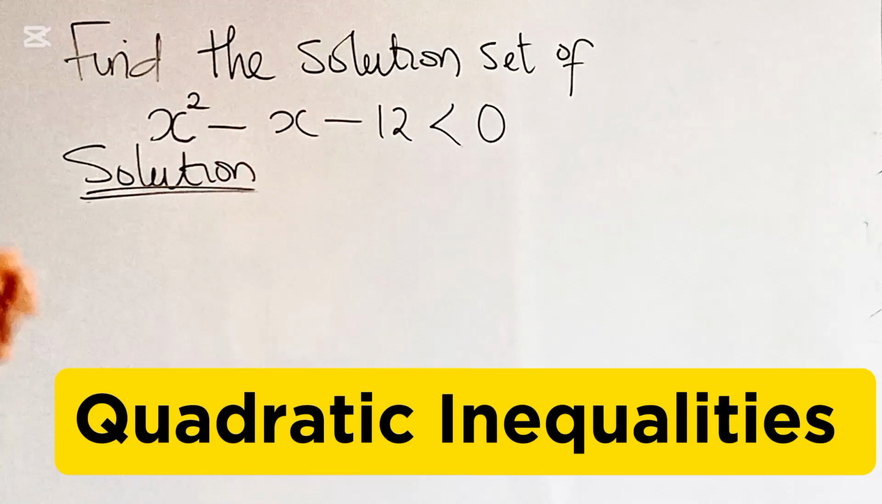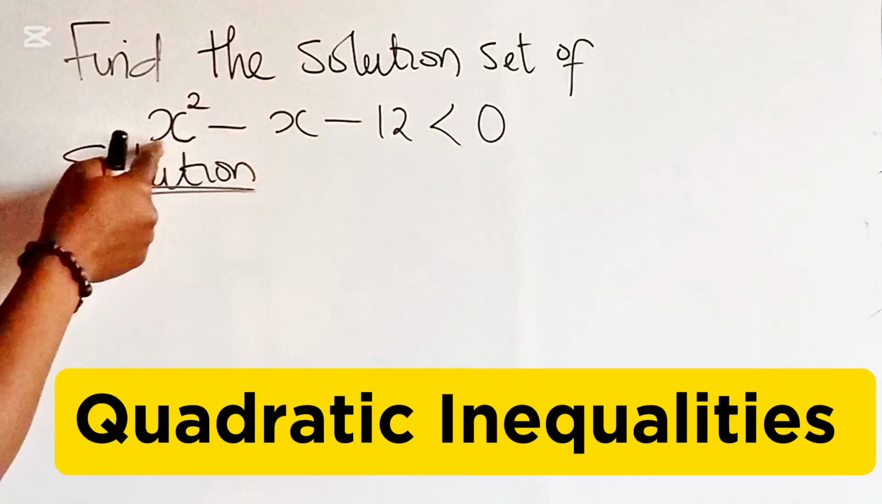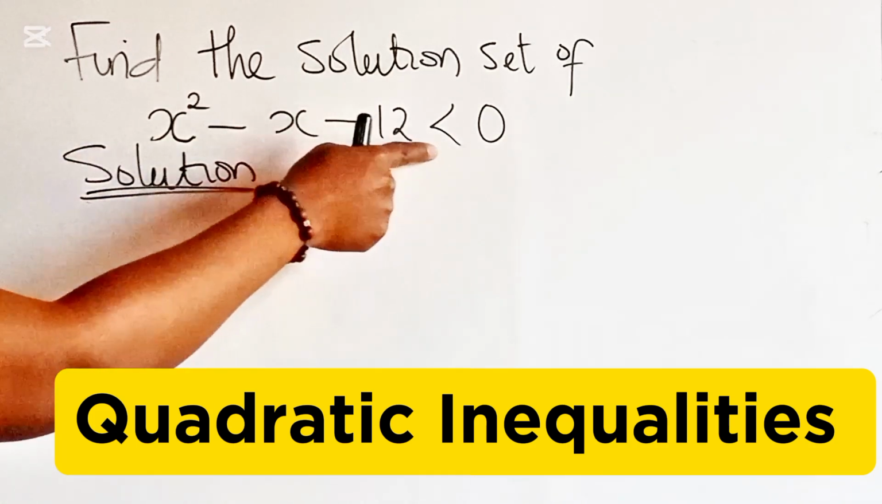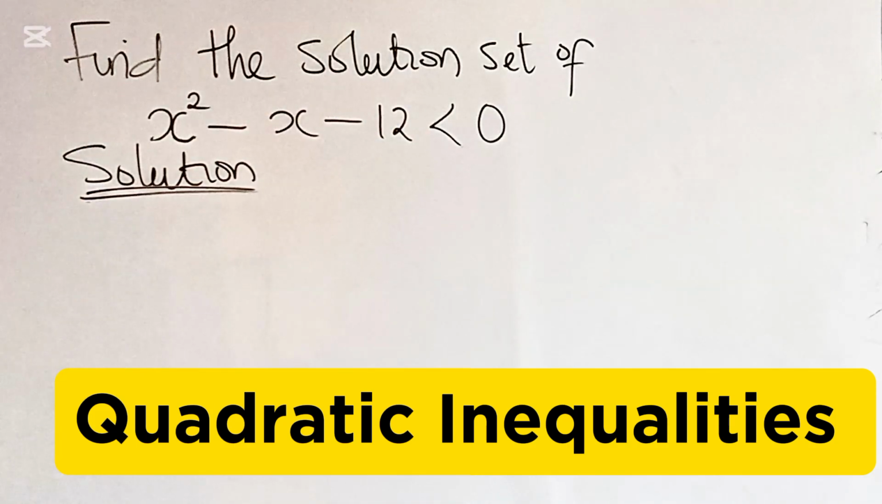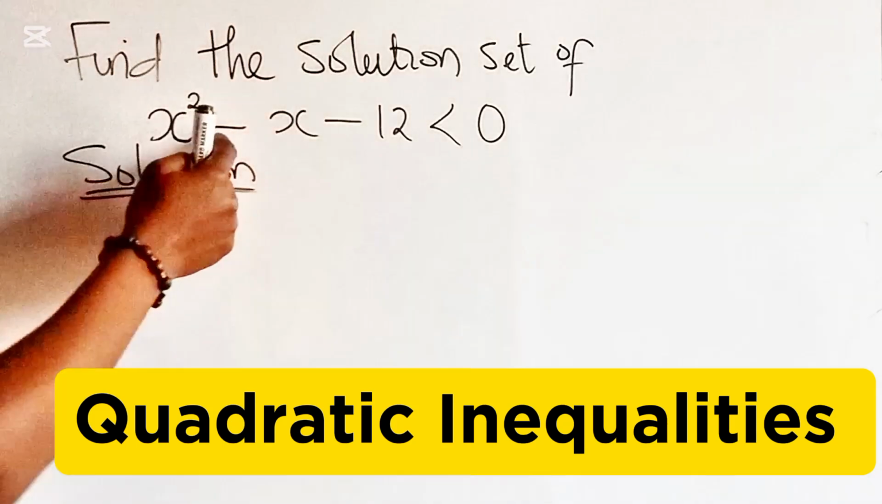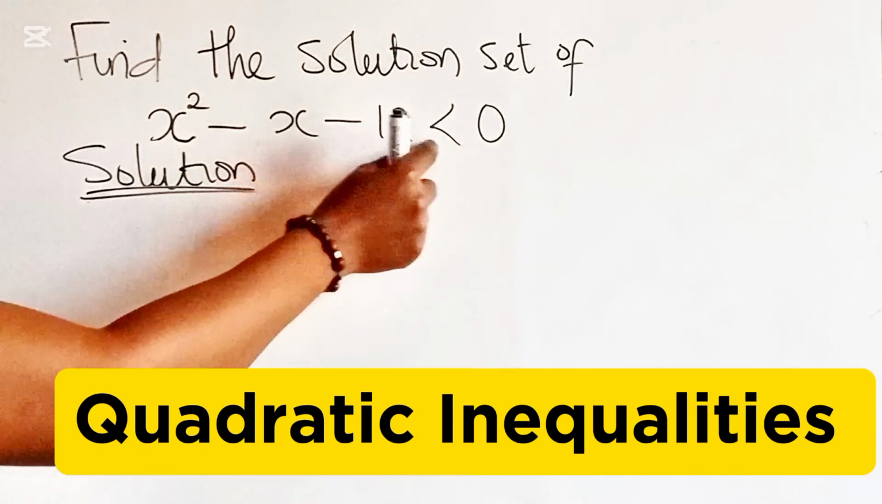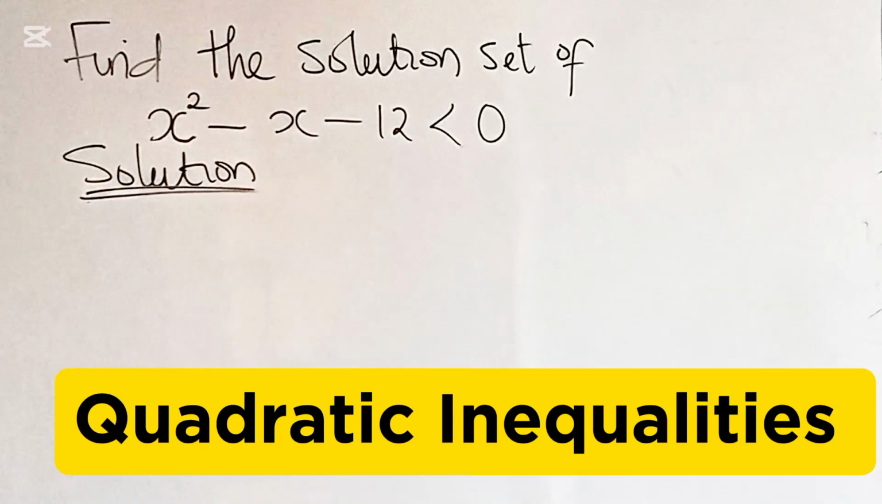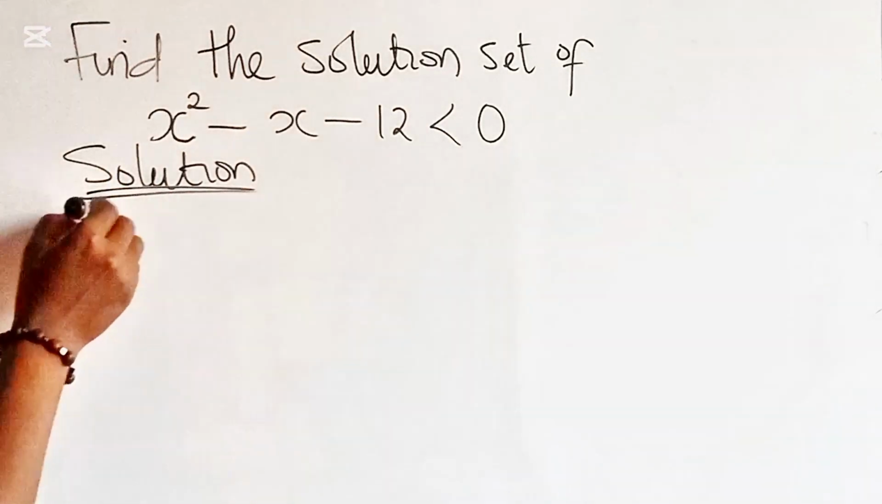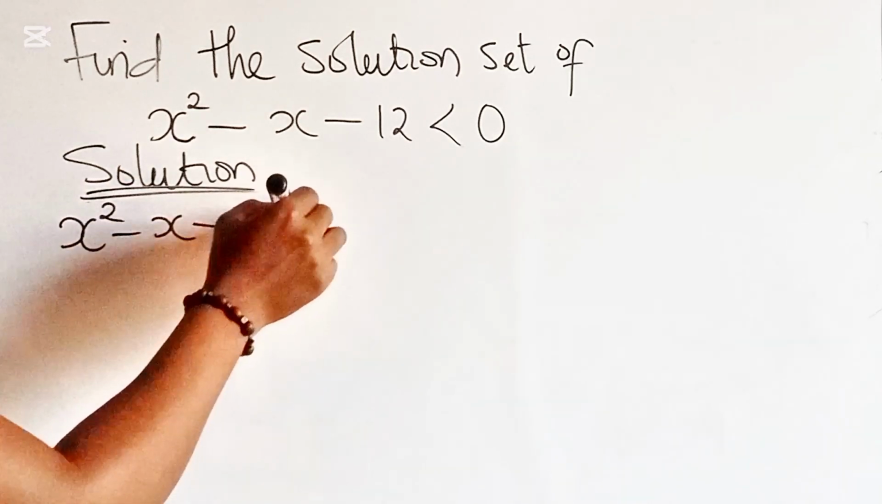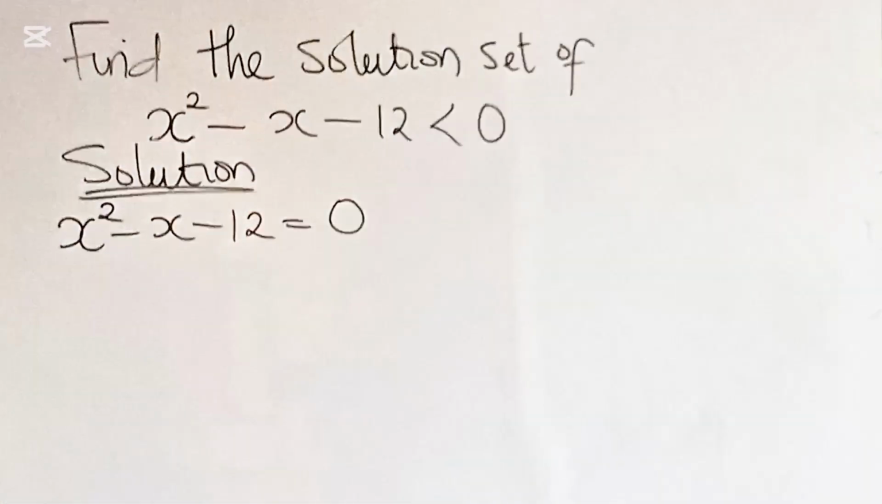So this is a quadratic inequality because the highest power of the variable we have here is 2, and we have an inequality symbol which is less than. So the first thing we are going to do here is to present this in the form of an equation by changing this less than sign to equal to sign. We are now going to have x squared minus x minus 12 is equal to 0.